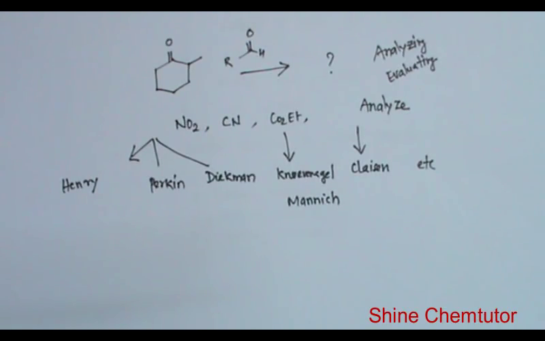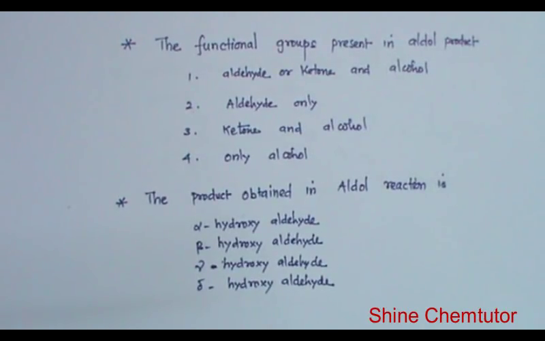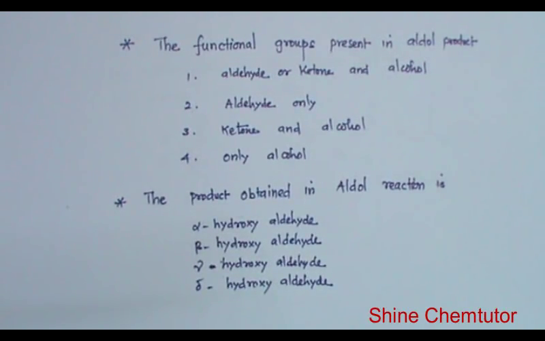Now I go for some questions for each category. This is just to check at which level you are. This is the first level. It will be a direct question. The functional groups present in the aldol product: aldehyde or ketone and alcohol. Whether aldehyde only will undergo aldol or ketone also will undergo aldol reaction. And another one, alcohol. Aldehyde only, ketone and alcohol, only alcohol. So this is a direct question. If you are able to answer this, then you are in the first level, that is remember.